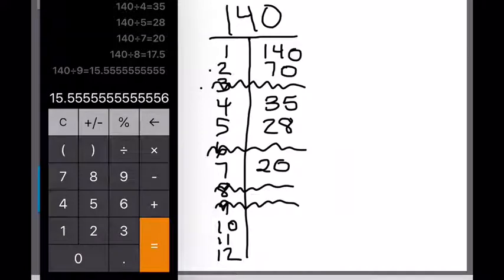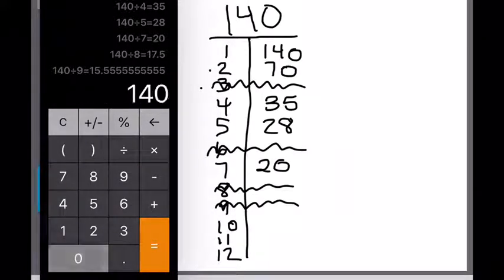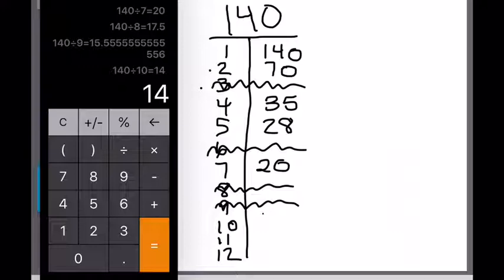If your number ends in 0, it's divisible by 10. So 10 is a factor of 140. 140 divided by 10 equals 14.